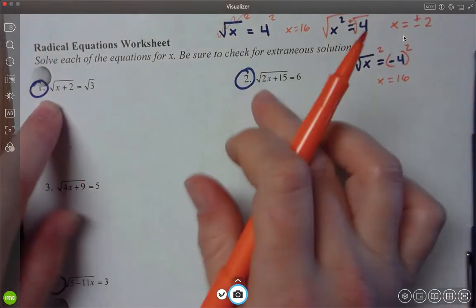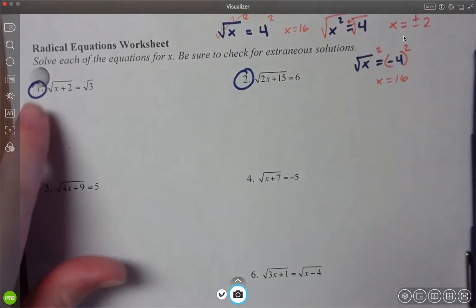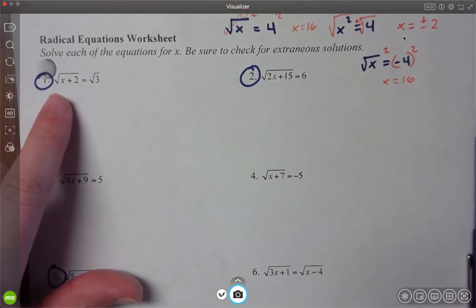Okay, so we'll do a couple of these. I have them circled going through here, and then we should be done. This should be fairly short.